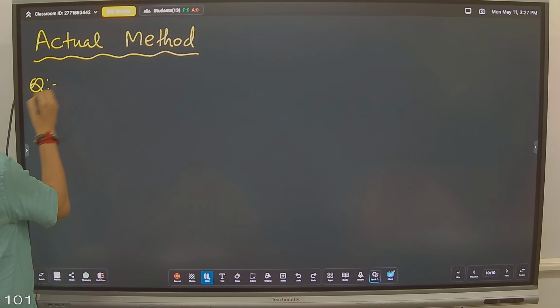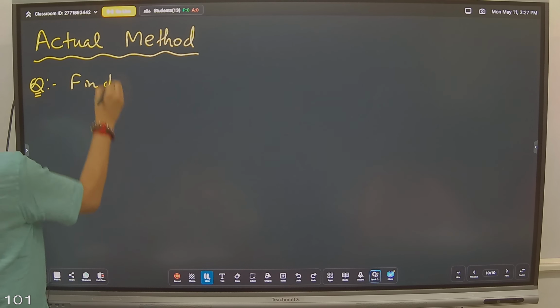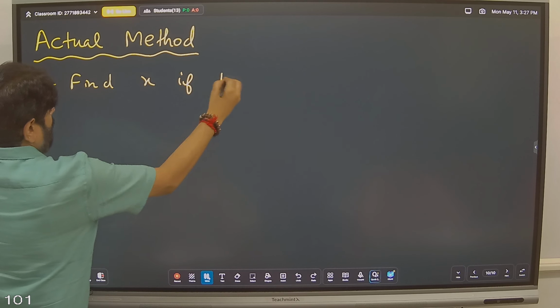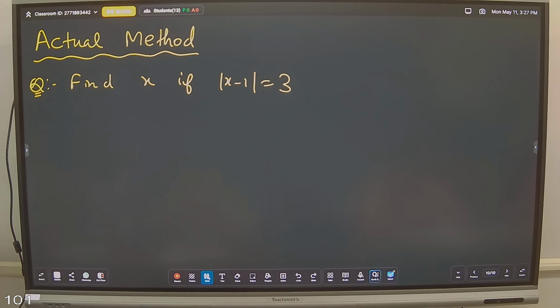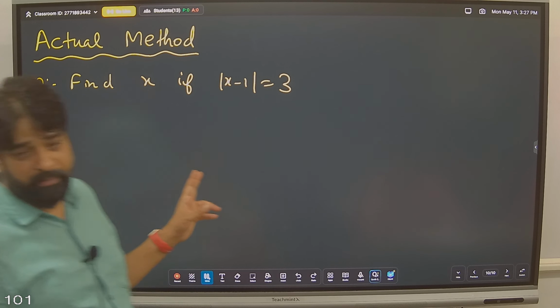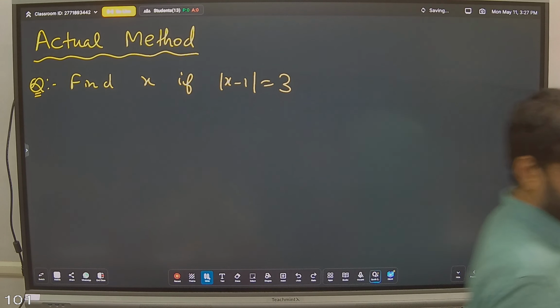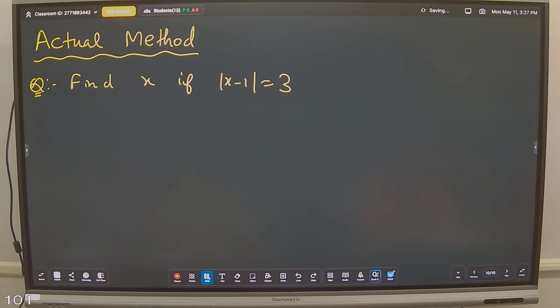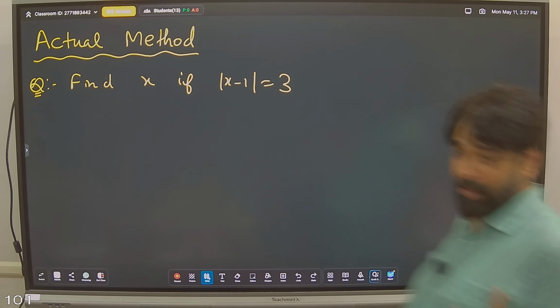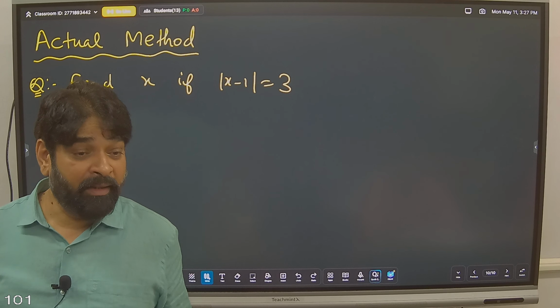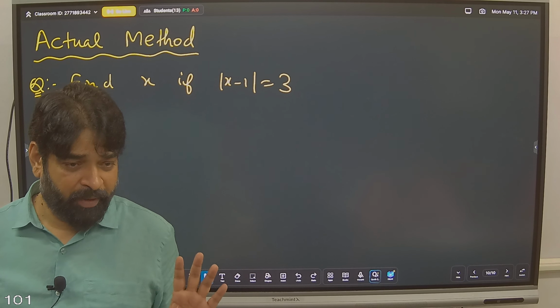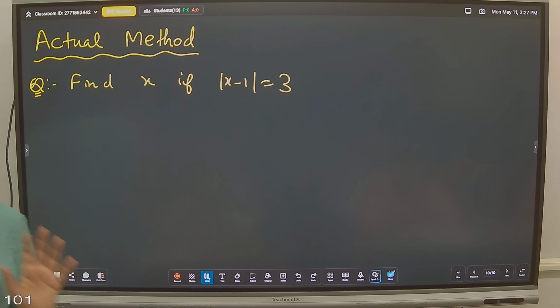Suppose a question comes: find x if mod of x minus 1 equals 3. Mod of x minus 1 equals 3. I think till now all of you can find the answer orally. Can you tell me orally the x value? 4 or minus 2. 4 or minus 2, we know the answer. Okay, now let's solve this question by the painful method.